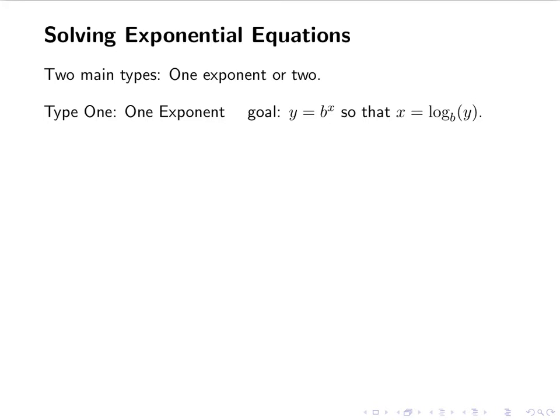The goal is to get the exponential, the b to the x, by itself, and have a constant on the other side, so y equals b to the x, so that we can change it to a log form and solve for the exponent. So in our first example, 5 to the x equals 2. It's already in that form, so all we have to do is change it to a logarithm. And that gives us that x equals log base 5 of 2.